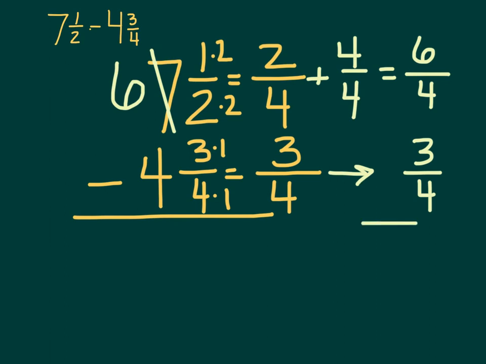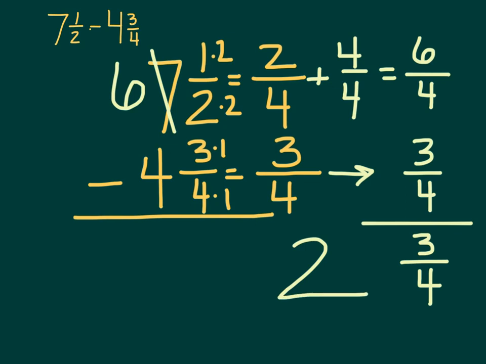6/4 minus 3/4 is going to give me 3/4. Now I need to look back at my whole numbers, and that is 6 minus 4, which gives me 2. 2 and 3/4 is the correct answer. Go back and watch any of these if you have any questions, but I'm going to go ahead and assign the homework right now.